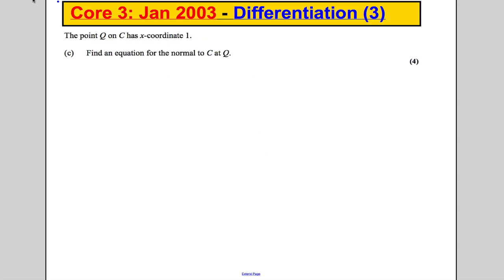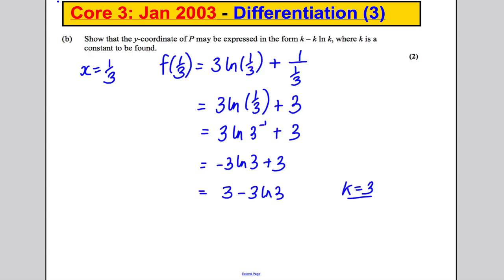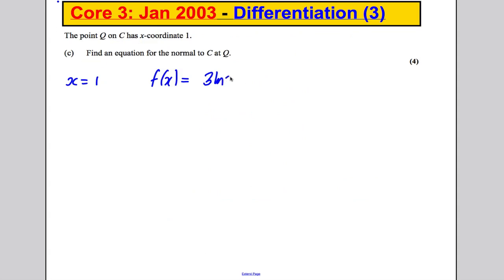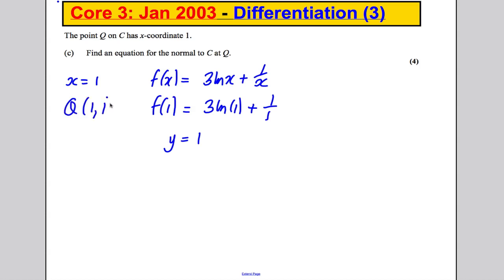The point Q on C has x coordinate 1. Find the equation of the normal. Well, when x is 1, remember what f of x is. F of x is equal to 3 ln x plus 1 over x. The obvious question we need is what is y at that point. So work out f of 1. That would be 3 ln 1 plus 1 over 1. Ln 1 is 0, so this will just be 1. So y is equal to 1. So therefore Q has coordinates 1, 1.